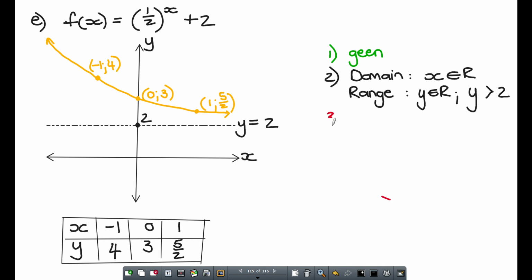Okay, for number 3, they ask me for the equation of the horizontal asymptote. We already indicated that. It's y is equal to 2. Then number 4, is it increasing or decreasing? No. This graph has flipped. So now it is a decreasing graph, so it's decreasing.